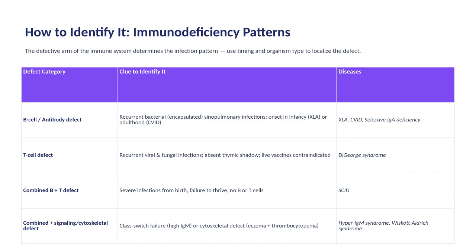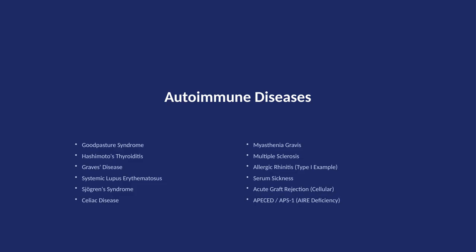This slide lists several key autoimmune diseases, each involving the immune system mistakenly attacking the body's own tissues. Goodpasture syndrome targets the lungs and kidneys, leading to bleeding and kidney damage. Hashimoto's thyroiditis and Graves' disease both affect the thyroid but in opposite ways. Hashimoto's causes hypothyroidism, while Graves' leads to hyperthyroidism. Systemic lupus erythematosus, or lupus, is a systemic condition affecting multiple organs with diverse symptoms. Sjogren's syndrome primarily impacts moisture-producing glands, causing dryness in the eyes and mouth.